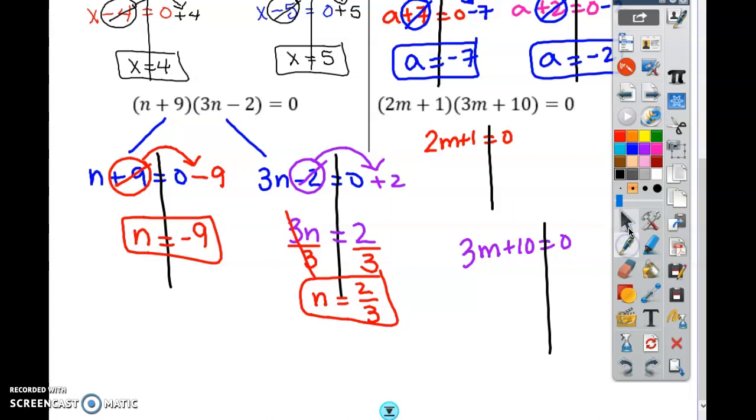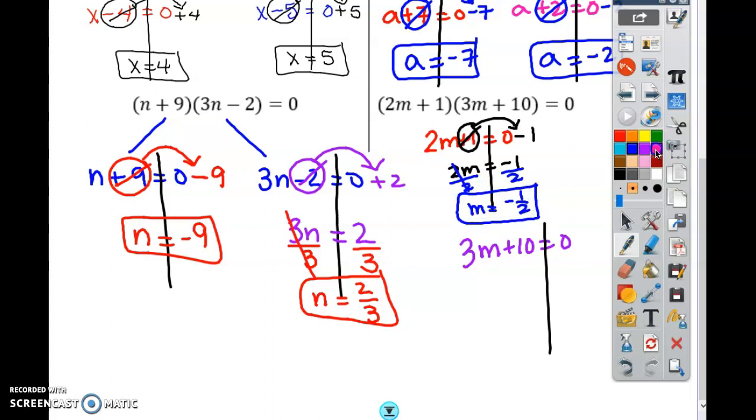Let's work it out. Hopefully you paused the video and you did these by yourself. No sense of just copying if you don't know what you're doing. So I move the plus 1 over, change the sign to a minus 1. 2m equals negative 1, right? Last step is to divide by 2 on both sides. M equals negative 1/2. That's one of the answers.